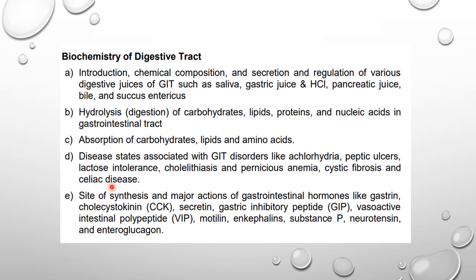And the very last portion would be focused on studying the site of synthesis and major actions associated with different gastrointestinal hormones like gastrin, cholecystokinin, secretin, gastric inhibitory peptide, vasoactive intestinal polypeptide, motilin, and enkephalins, substance P, neurotensin, and enteroglucagon.